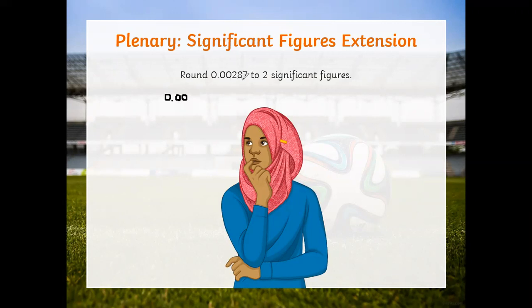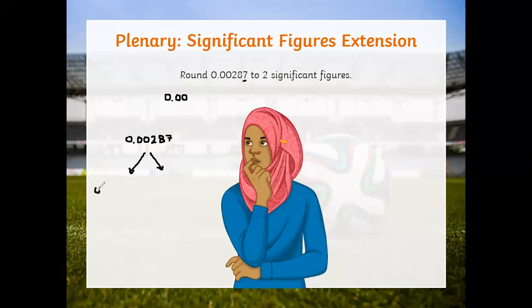So we have 287 here, and we need to figure out if it's going to be 0.00280 or 0.00290. So is this going to go up or down? And the 7 here is above the halfway point. So let me write here 0.00287. This can be rounded to two different things, as all numbers can when rounding to a significant figure.